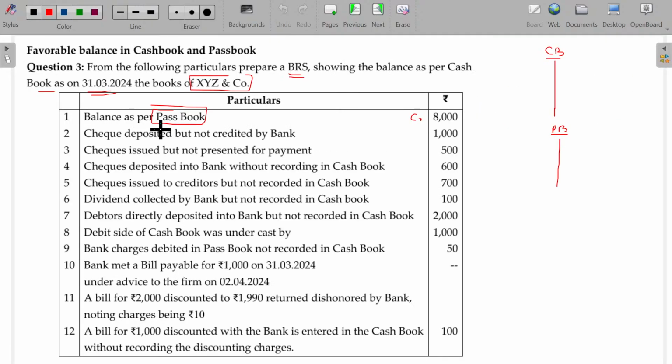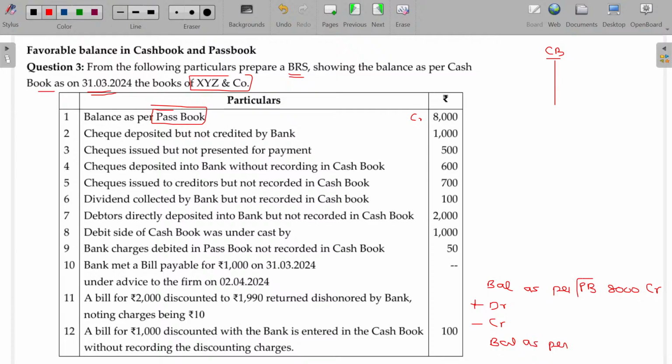So third question. Balance as per passbook, rupees 8,000. Okay. I'll start with the balance as per passbook. How much is that? 8,000. What balance is that? Credit. What you have to do to get the other balance? Add the debit minus the credit. Automatically you will get what? Balance as per.